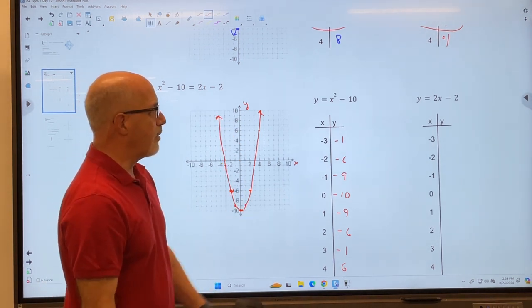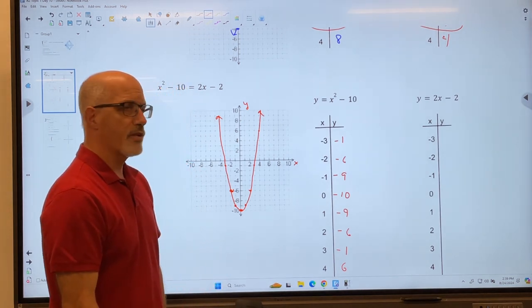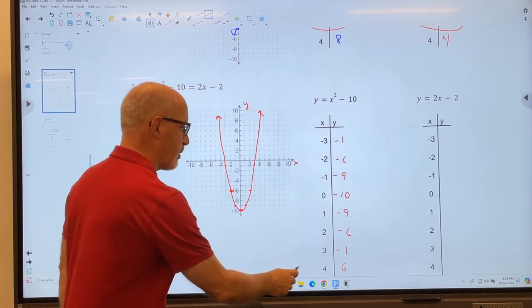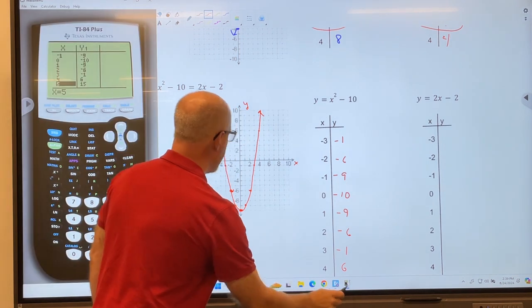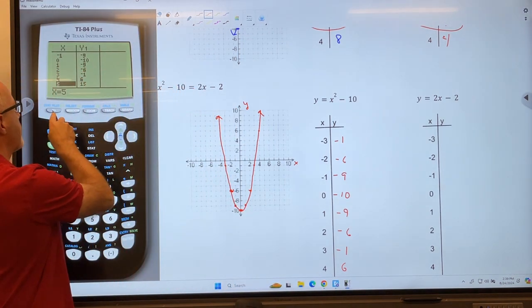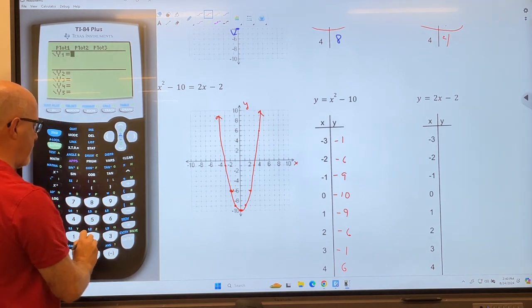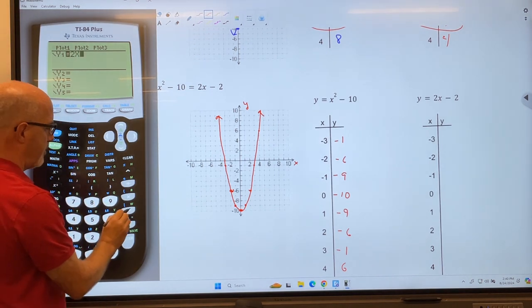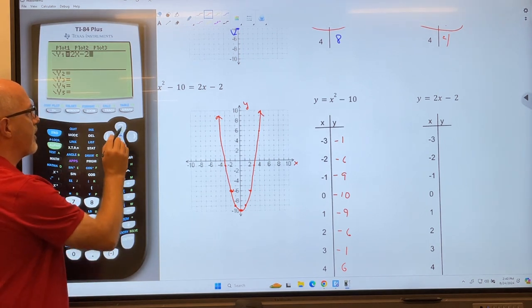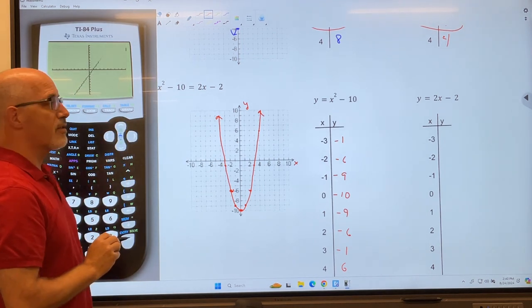Okay. Now let's do the 2x minus 2. See where that one goes. So I'm going to graph that one separately. I'm going to clear this off, and then do 2x minus 2. And then look at the graph. This is what the graph looks like.